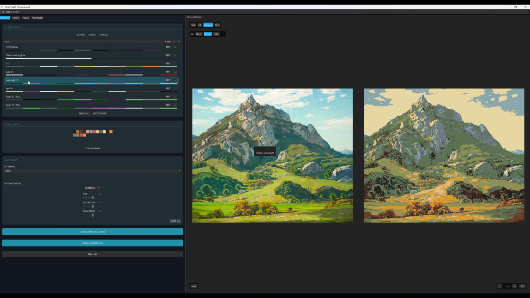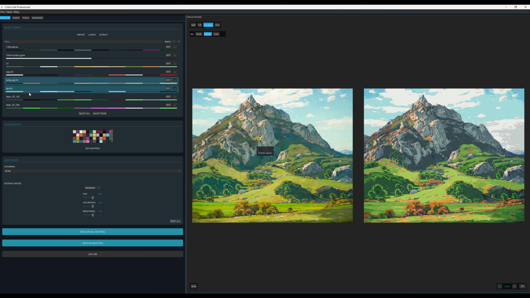Red mean is a fast weighted Euclidean distance in RGB space. It applies slightly higher weight to red at high red values and to blue at low red values based on how human eyes perceive color differences. Good balance of speed and accuracy for general use.